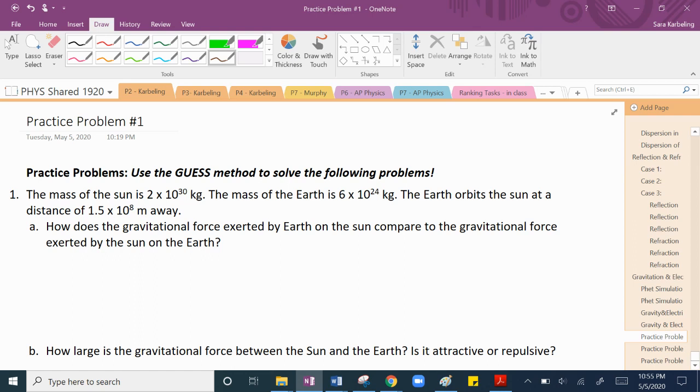A couple of notes that I want to just point out. First of all, I would very strongly encourage you to use the GUESS method when you're solving these problems. So go ahead and do that. Remember, givens, unknowns, equation, then substitute and solve. So that's one thing that I wanted to point out to you.